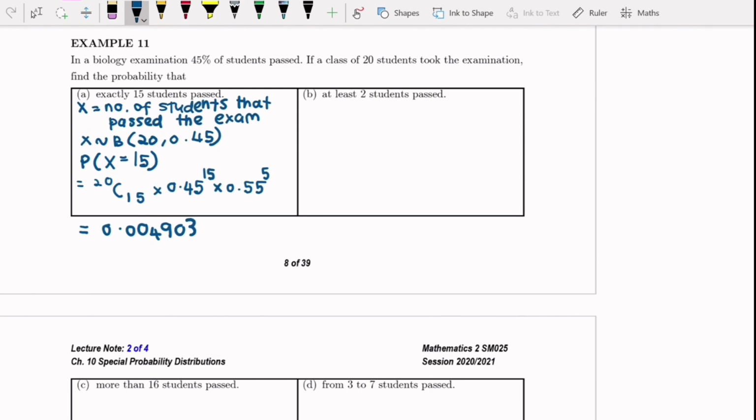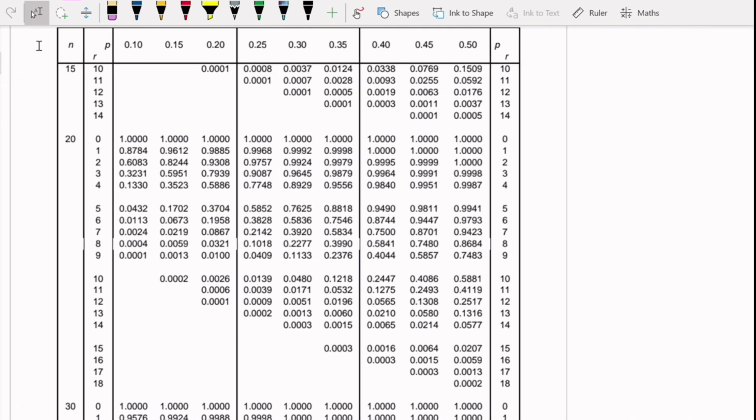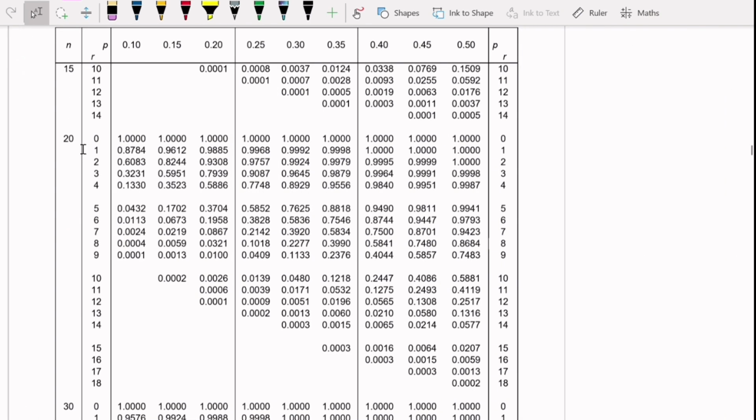Next, for question B, find the probability that at least 2 students pass. So probability x at least 2, so x greater than or equal to 2. We can straight away use the binomial table, page 7. So now we look at the statistical table, binomial table, page 7, with n equals 20 and p equals 0.45. So we will focus on this column.